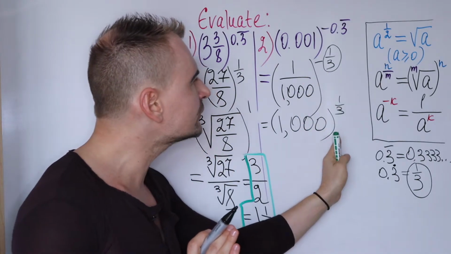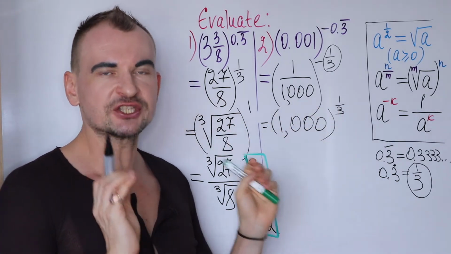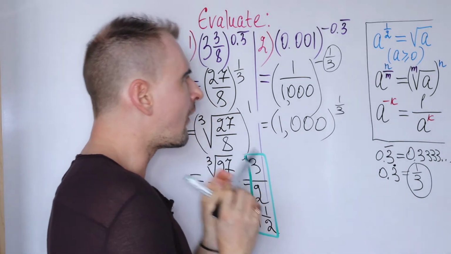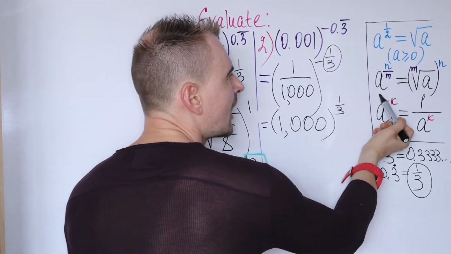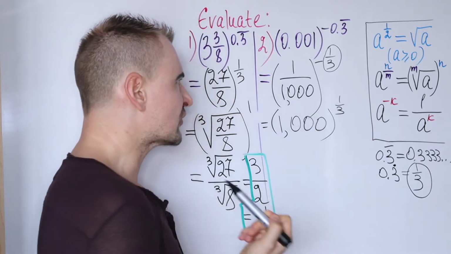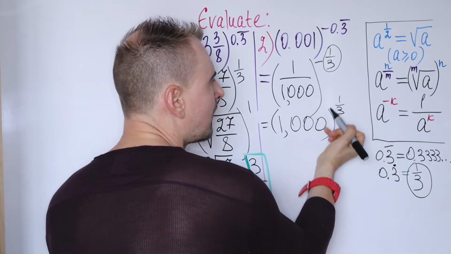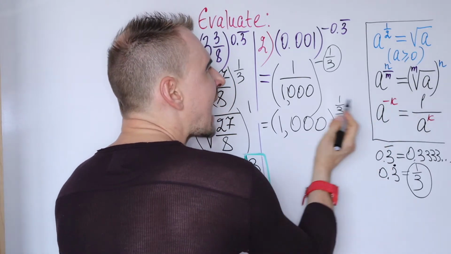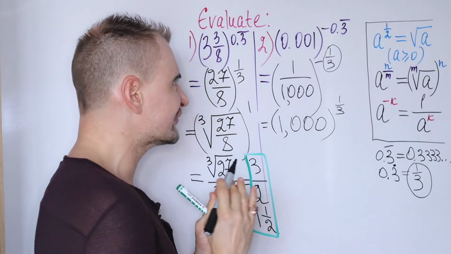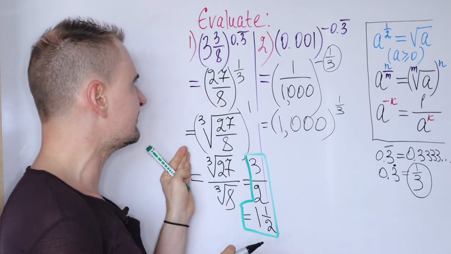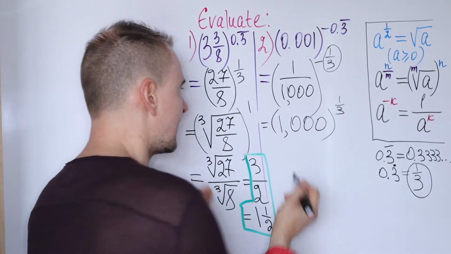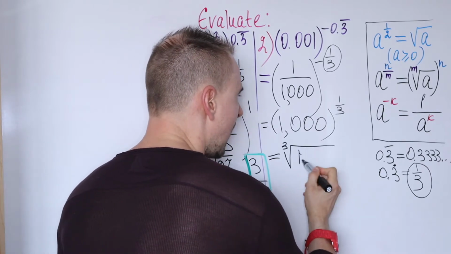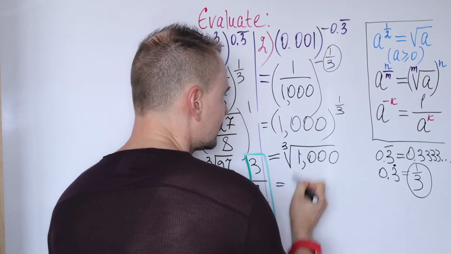So at this point you want to get rid of this fractional power, and you want to convert it and turn it into a radical form. Again, what this fractional power means is that your bottom number takes a root of this base, and your top number raises it to this power. So it's similar to what we did for the first example. So it becomes the cube root of 1000 raised to the first power.